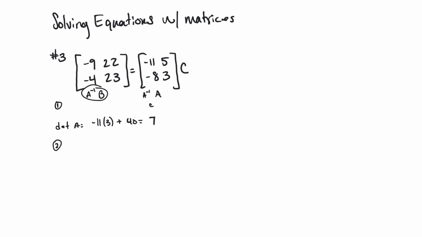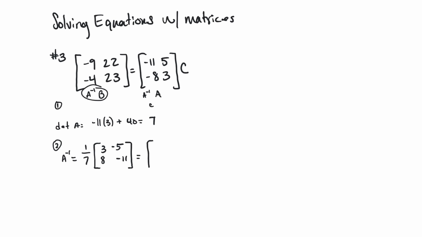Number 2 is to write out the inverse of matrix A. So A inverse would be equal to 1 over 7. I'm using that formula. If you don't remember it, look it up in your notes. I'm going to switch the first diagonal, so 3 and -11, and then change the signs of the other ones, so 8 and -5.